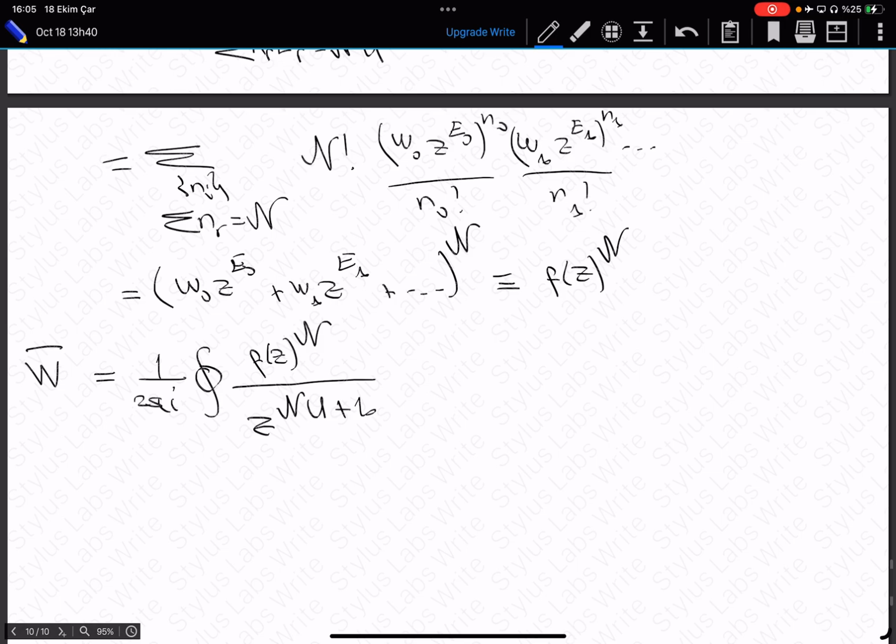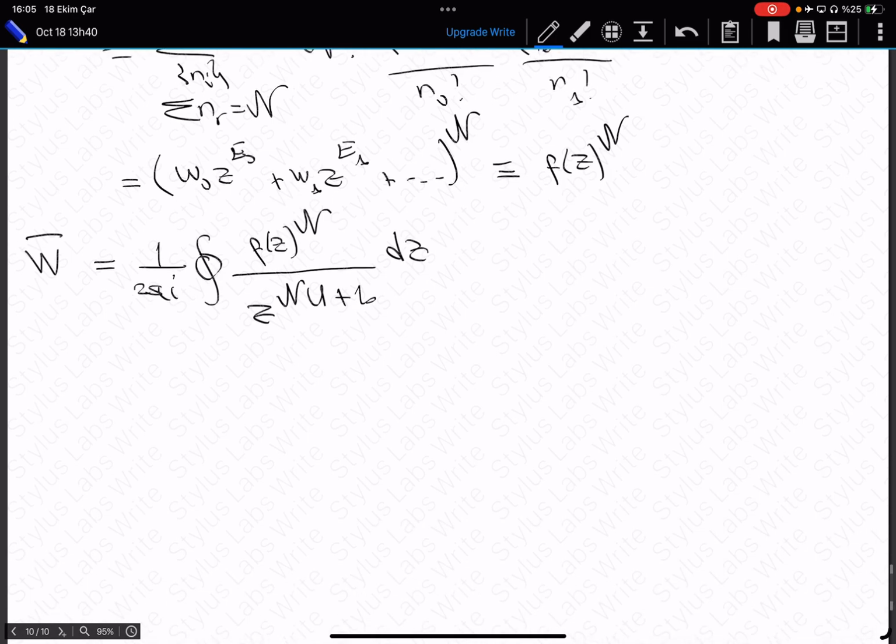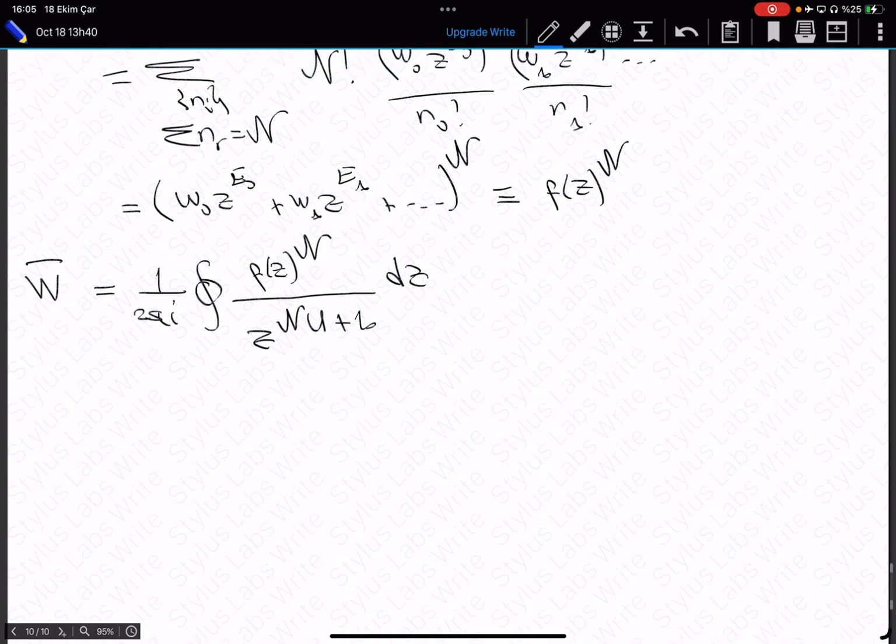Now, how to calculate this integral? We have to evaluate this integral somehow. First, let's try to analyze what this integral looks like. I will also set E0 equal to 0. I'm just fixing the ground state to have 0 energy, shifting my energy, so E0 is less than E1, less than E2, etc.